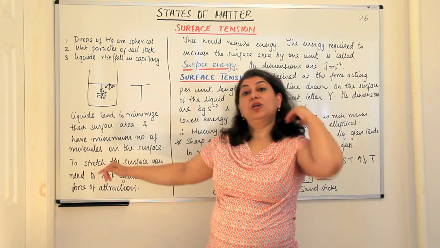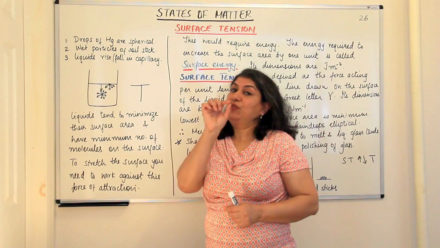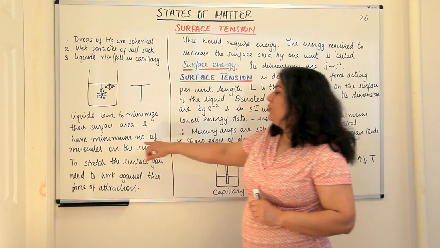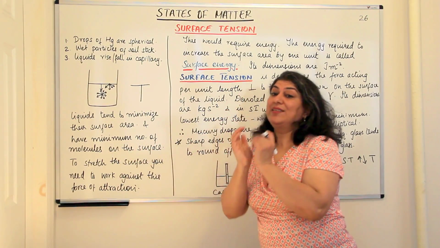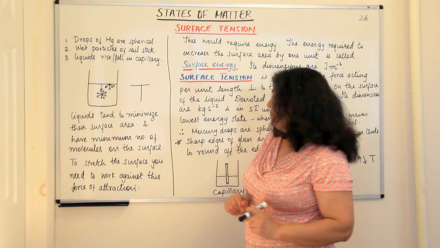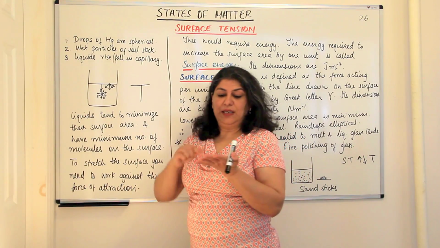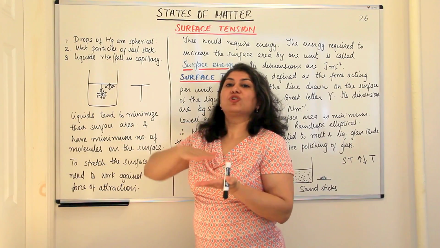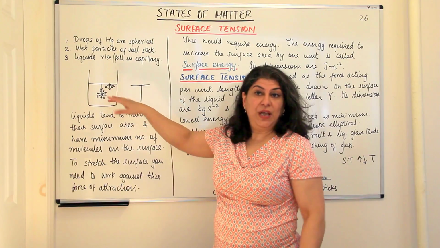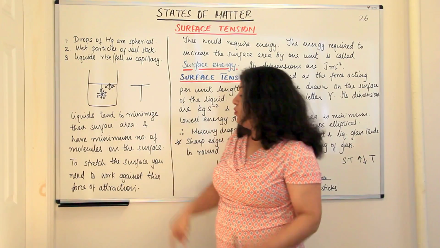That is why mercury, which has very strong surface tension and is a dense liquid, forms absolutely spherical small droplets. By acquiring this spherical shape, they have the minimum number of molecules on the surface. If you want to stretch the surface of a liquid, if you start pulling it and want to spread it out, you will have to use energy against this force of attraction.